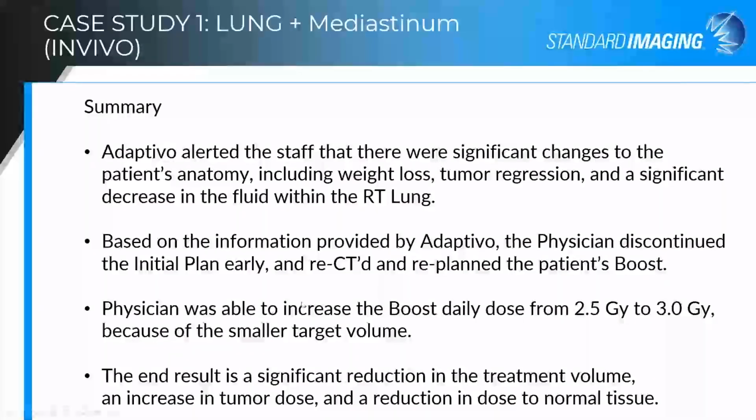Based on the replanning, the physician decided to up the dose from a planned 2.5 gray per fraction to 3 gray for the remaining fractions, because the volume was a little bit smaller based on some of their composite information at the time of planning. The physician felt it was safe to go this route. So the end result is a significant reduction in the treatment volume, an increase in the tumor dose, and a reduction in the dose in normal tissue versus continuing as planned.